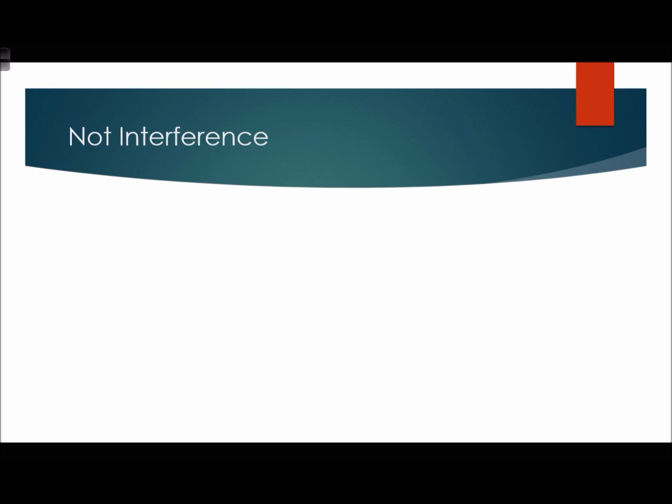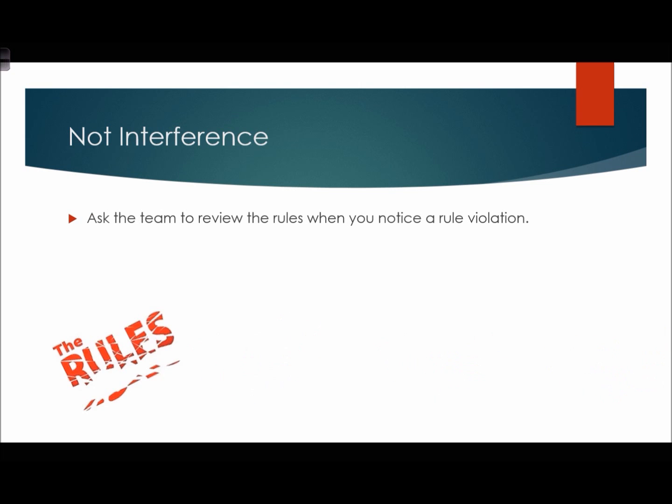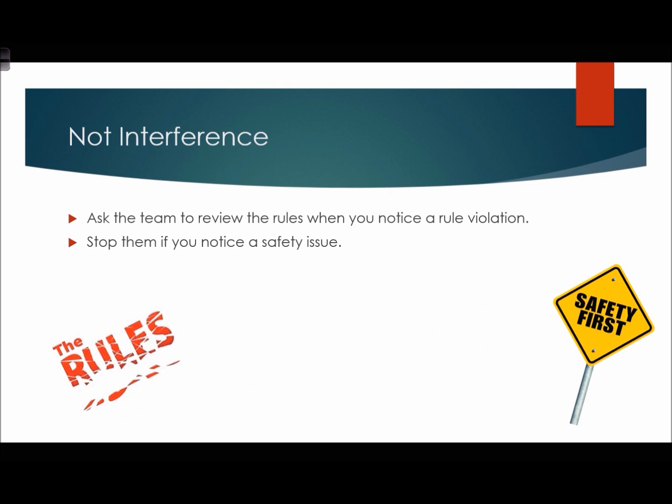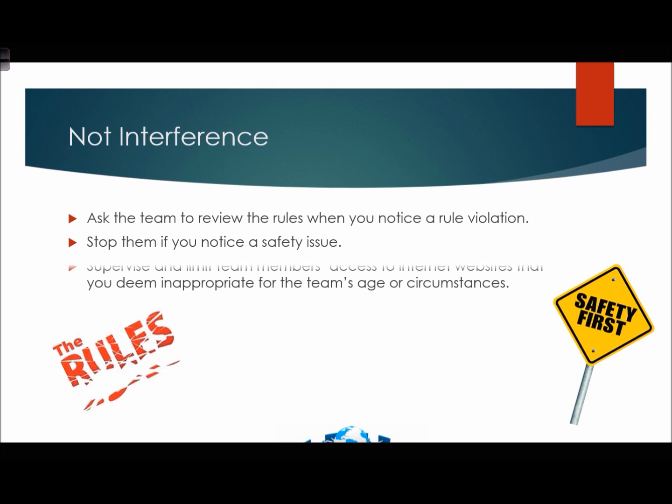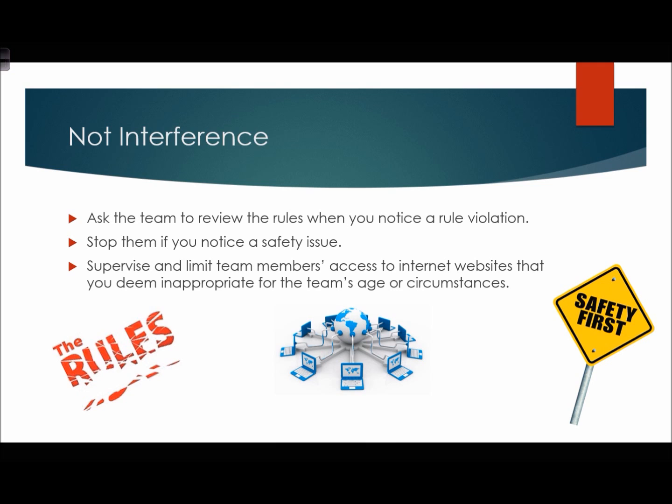Here are a few common scenarios where it is not interference to get involved. You can ask your team to review the Rules of the Road if you notice a rule violation. Stop them if you notice a safety issue. You may also supervise and limit team members' access to internet websites that you deem inappropriate for the team's age or circumstances.